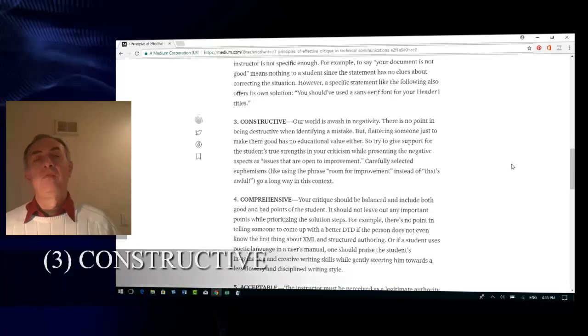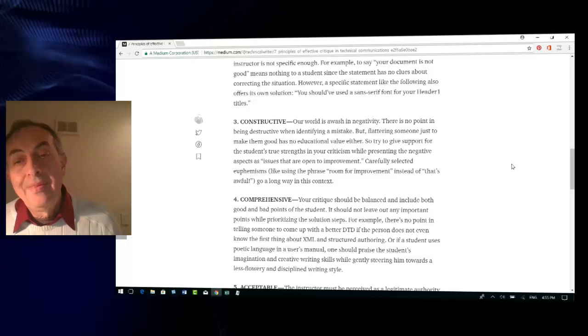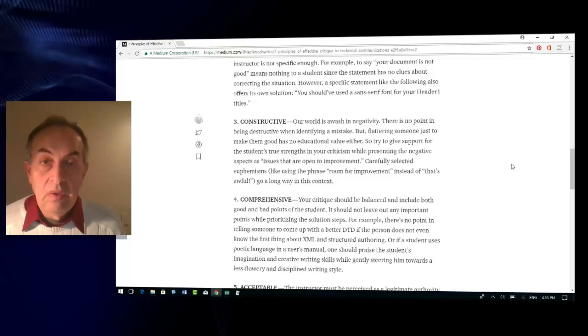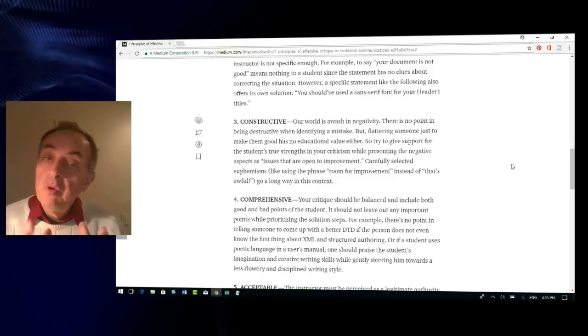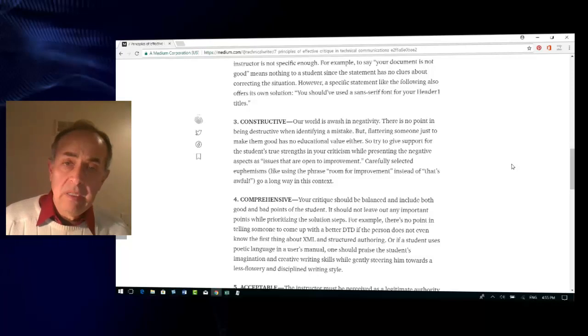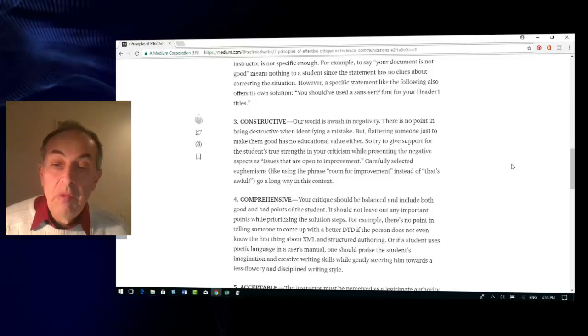Constructive. Now, we live in a world so negative. You know how it is. You turn on the TV and the world affairs, everything is negative, right? So there's no point in being destructive when identifying a mistake. You should not flatter the student for no good reason at all either, but you try to support them by presenting the negative aspects as issues open to improvement. Carefully selected phrases and, okay, euphemisms like there is room for improvement instead of that's awful go a long way in this context.